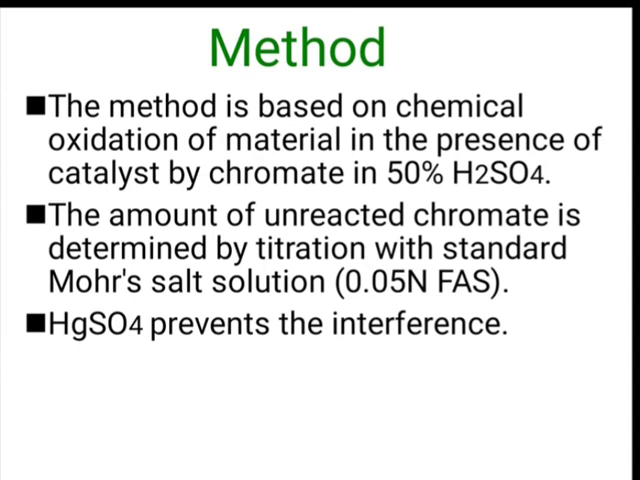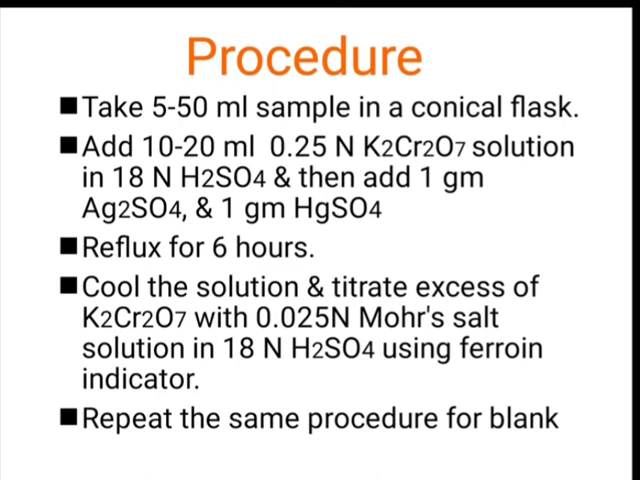So initially we have taken the chromate in 50% H2SO4, the catalyst is added, and the organic matter is added. Then the amount of unreacted chromate is titrated with the standard Mohr's salt solution, that is 0.05 normal FAS, ferrous ammonium sulfate. After that, 1 ml of HgSO4 is added so that the interference will be prevented. So the procedure is given here.